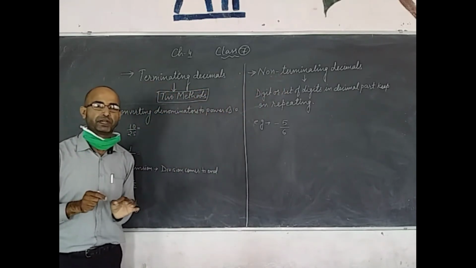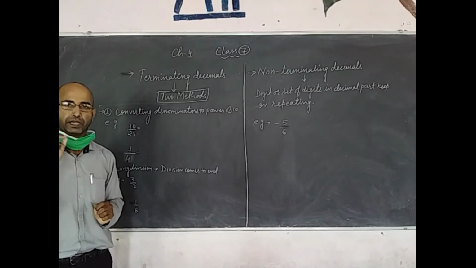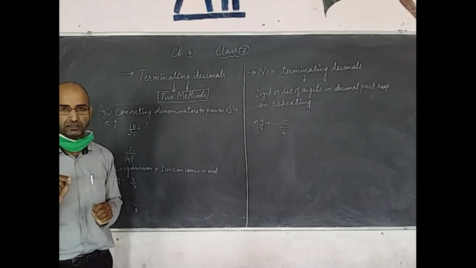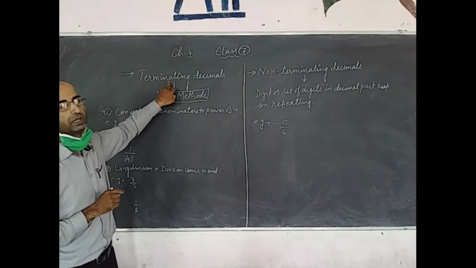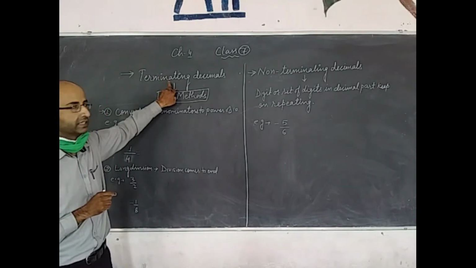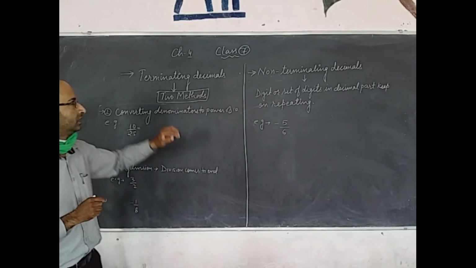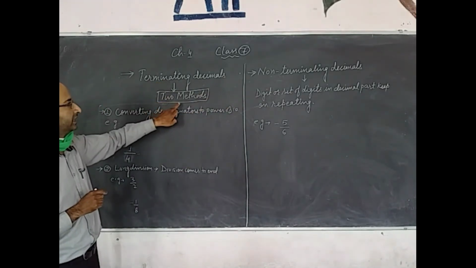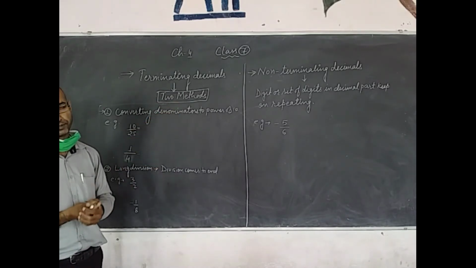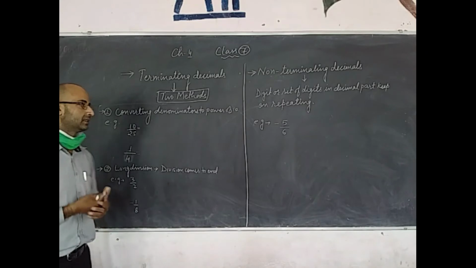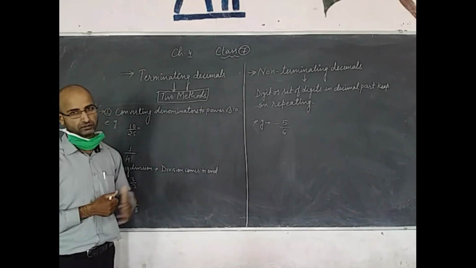Again I am repeating. When we change any rational number into a decimal, there are two possibilities: either it will be a terminating decimal or a non-terminating decimal. Now, for terminating decimals, there are two particular methods by which we can operate. The first method is converting the denominator to a power of 10.